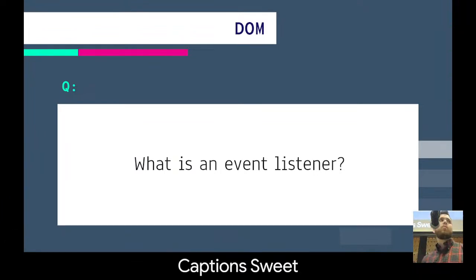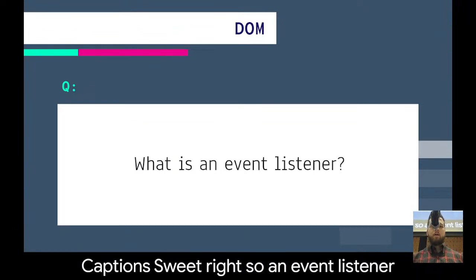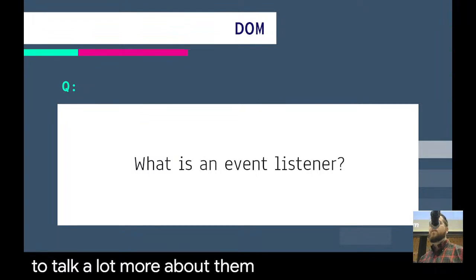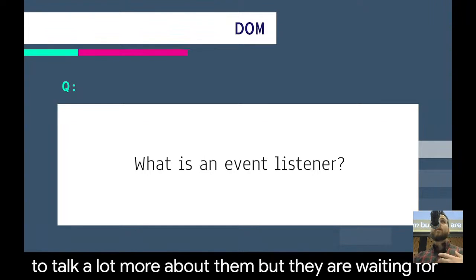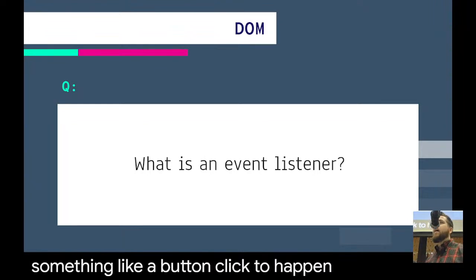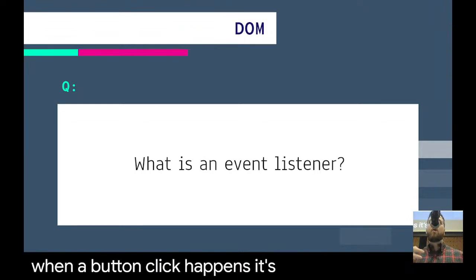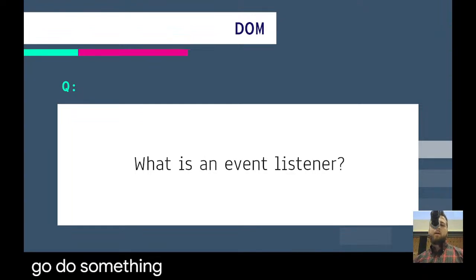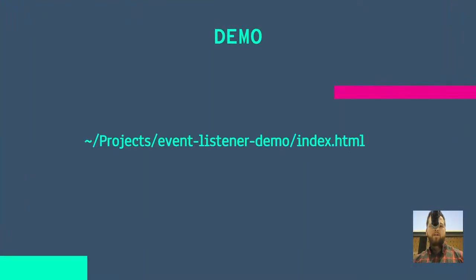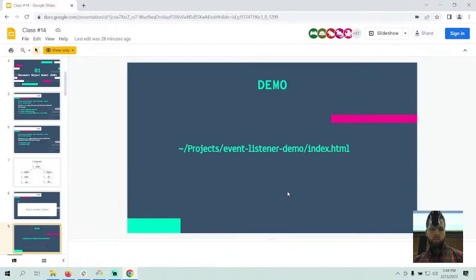Right, so an event listener, we're going to talk a lot more about them, but they are waiting for something like a button click to happen. And then when a button click happens, it goes, oh, I should now go do something. Right, so I'm going to give an example of that with some code.